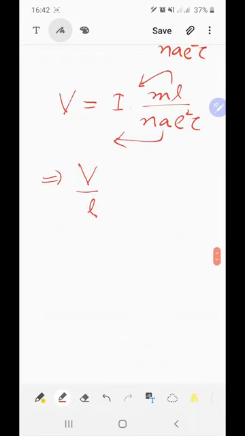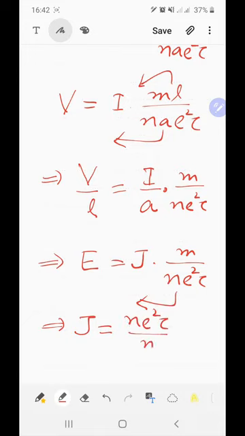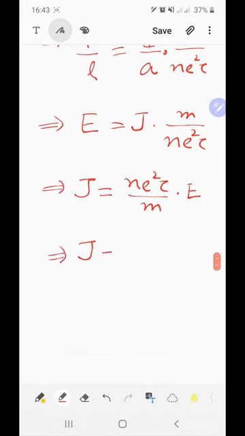Now what is this? V by L is equal to E, I divided by A is equal to J, into m upon N e squared tau. I can further write it as J is equal to, you take it there, so that you get N e squared tau divided by m, N e squared tau divided by m into E. I have transferred N e squared tau and m to that side, so that I get J is equal to, this is N e squared tau divided by m.